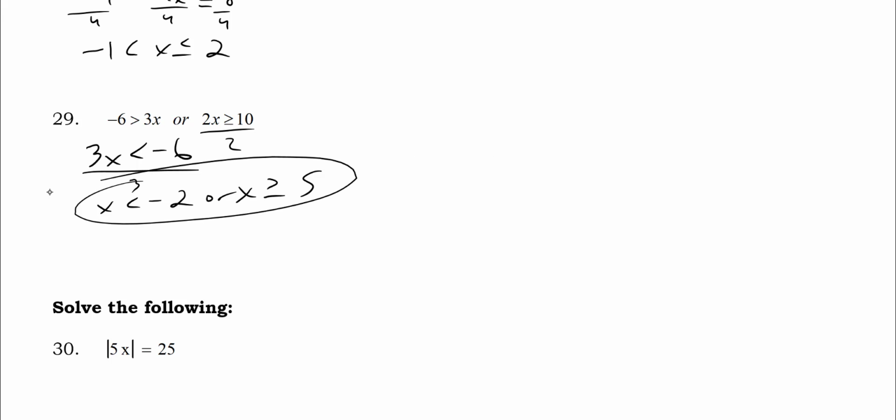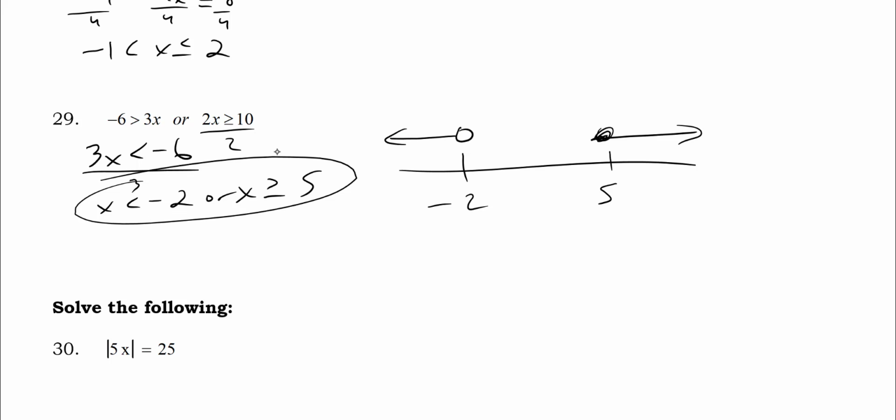They're not asking you to do anything else, just to come up with an answer. Actually, I do need to graph it though to check to see what's going on. So this is negative 2. This is 5. So greater than or equal to 5 and less than negative 2. So we're good to go. This is my answer.